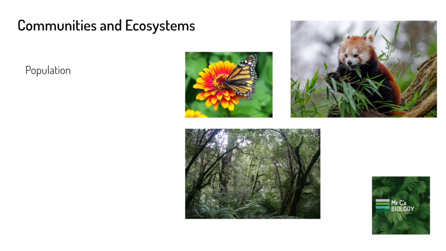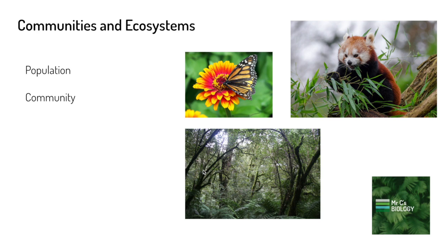Firstly, population. You may have come across this in geography, but a population is the number of individuals of one species in an area. So we might think of the population of humans in the UK, or we might think of the population of oak trees in a forest.